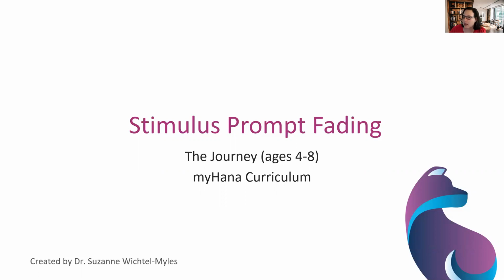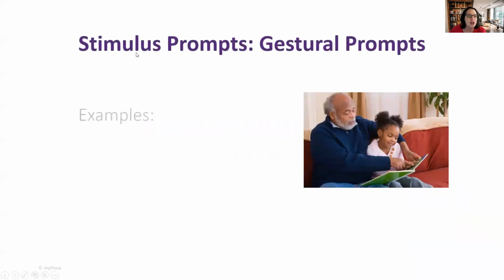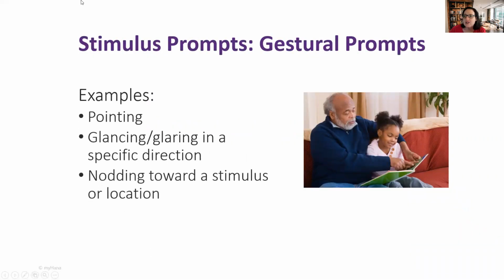So when you go into an IEP meeting, you can ask about this. Or if you go to do an observation, you should be looking for this kind of thing as well, because you're trying to get your child to be independent. The types of prompt fading techniques include gestural prompts, positional prompts, redundancy cues, and stimulus prompt fading, or shaping. Gestural prompts are gestures like pointing, glancing or glaring in a direction, nodding toward a stimulus or location.